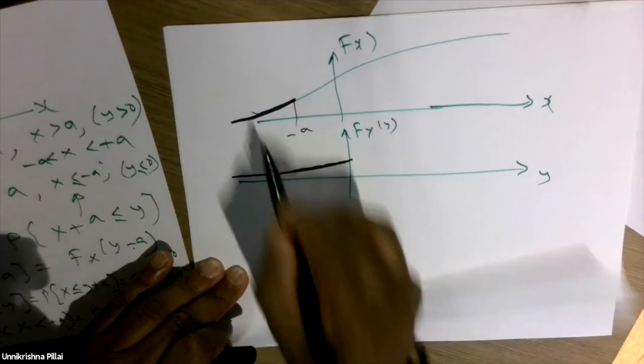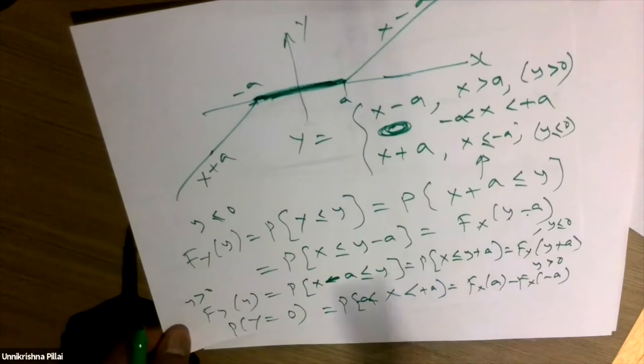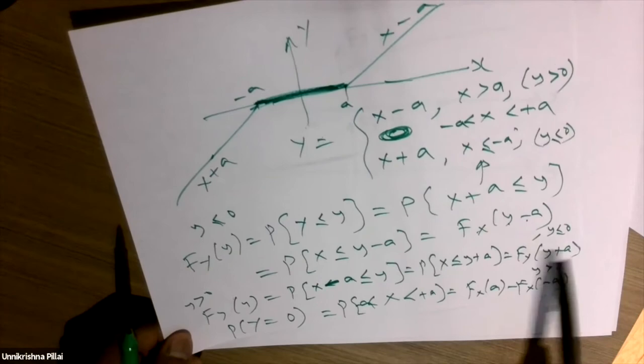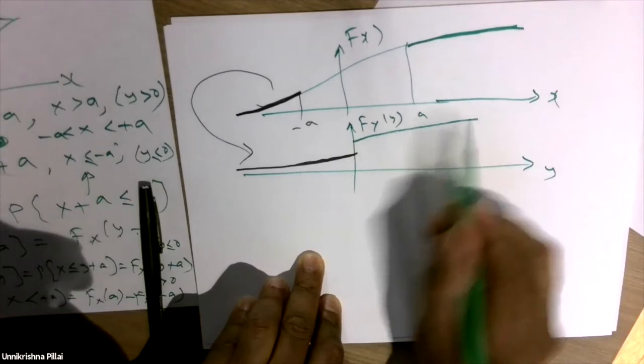And when y is, look at your equation again. When y is positive, it's this line. Fx of y plus a. So put y equal to zero, you get fx of a, which is here. Fx of a is somewhere here. So this graph comes and sits for the positive side of y. So that will come and sit here. And you have a jump here.